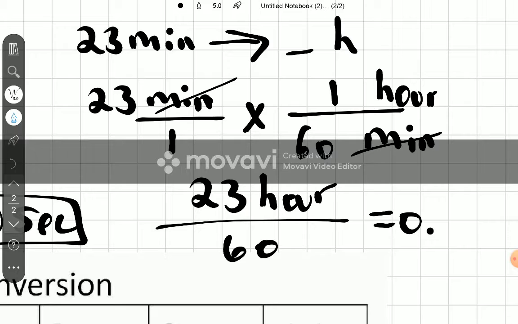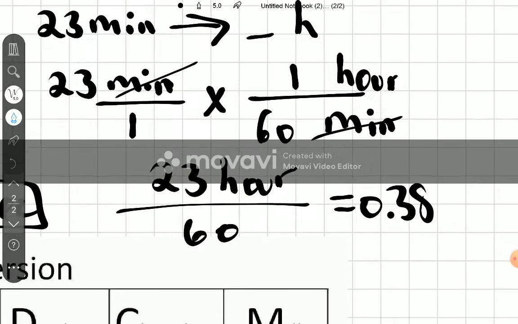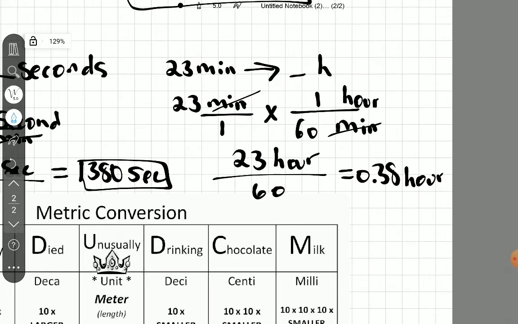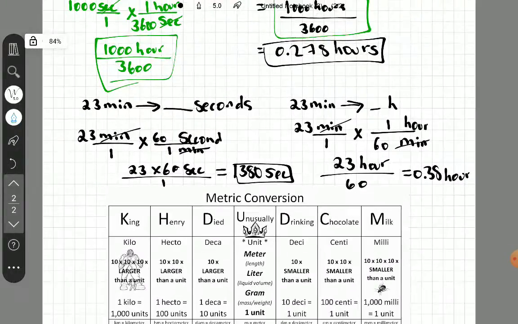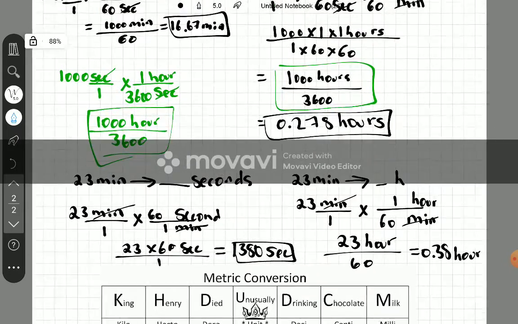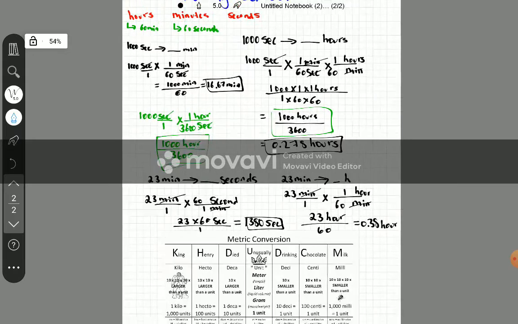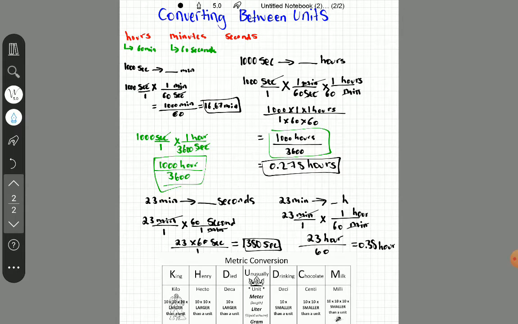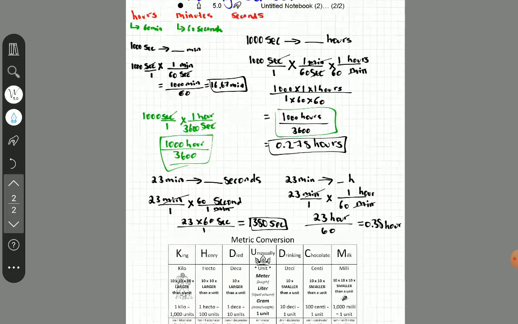So 0.38 hours. And this makes sense because you're going from minutes to hours, you're going to divide by 60. This is just a proof of the units canceling out. And that's how you would cancel out units for time. And you can do this with days. For example, in one day there's 24 hours. So you can just manipulate the units that way.